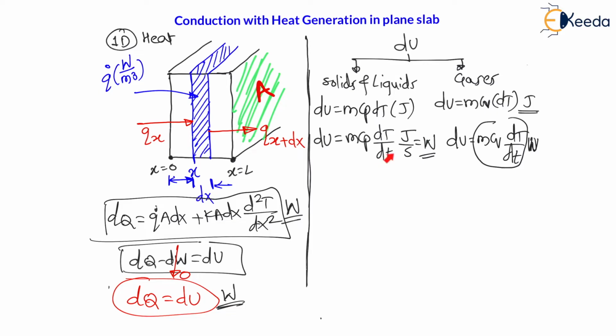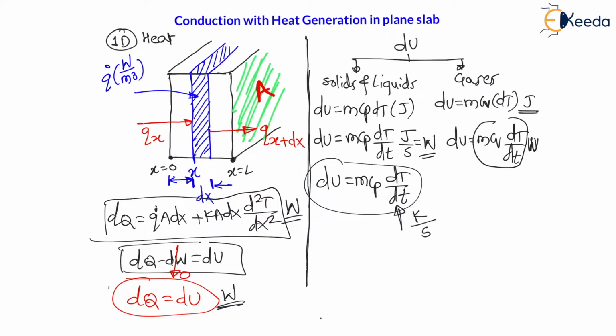And small t is nothing but time, therefore again we can write dU = m cp dT/dt for solids. As here this wall is a solid, instead of dU we can use m cp dT/dt, where dT/dt is the change in temperature with respect to time. Here dT/dt is the temperature gradient with respect to time, that is change in temperature in Kelvin with respect to time in seconds. This is how we can calculate internal energy.